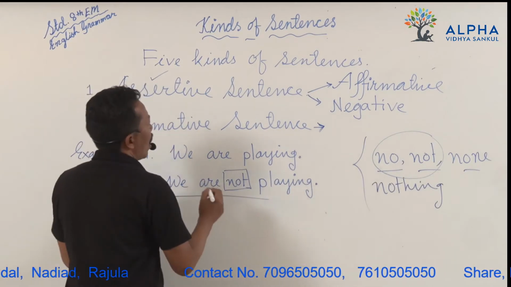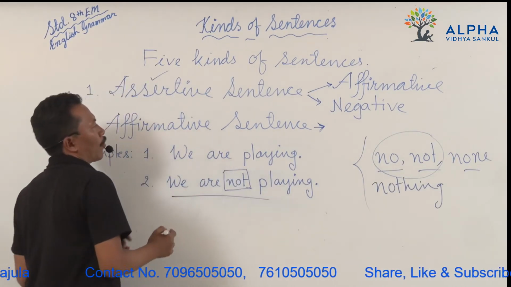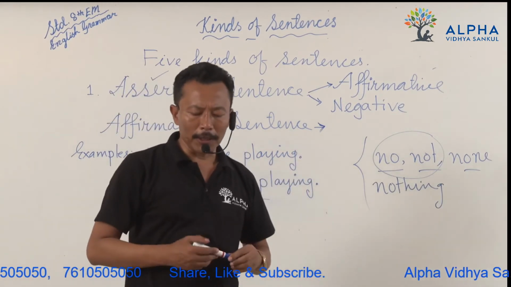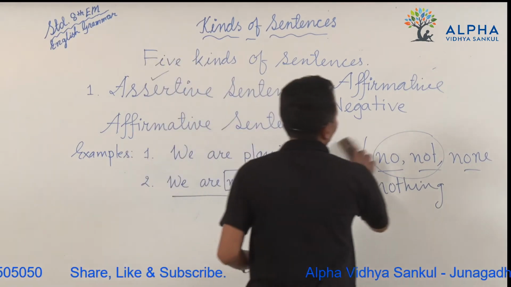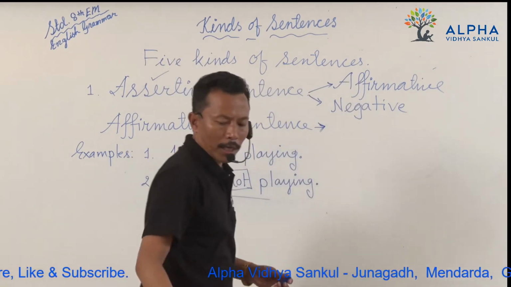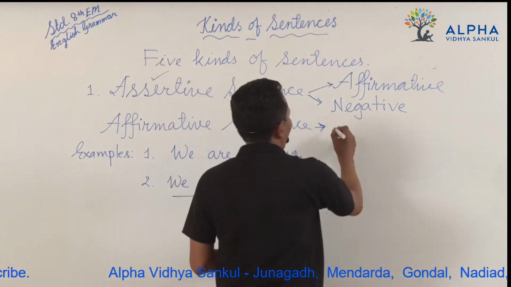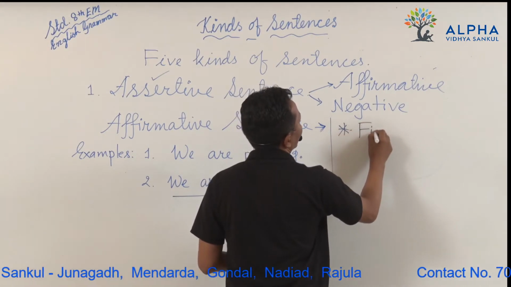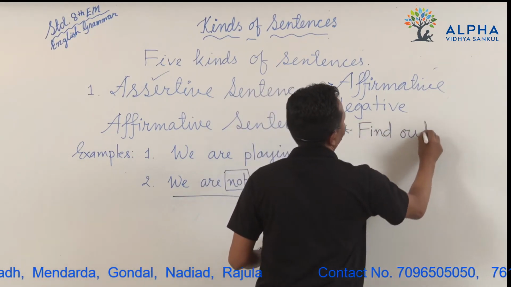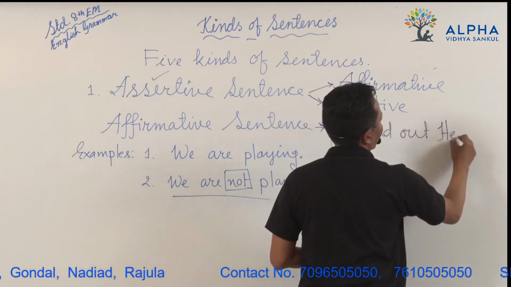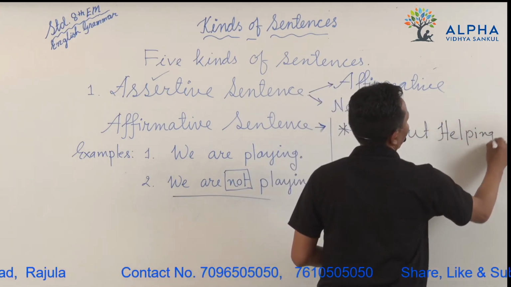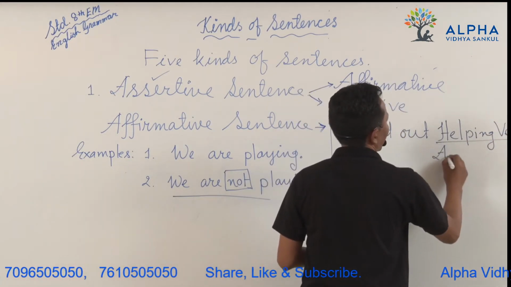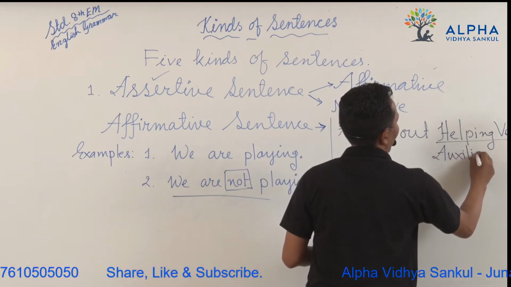So how can we make a negative sentence from an affirmative sentence? This is very simple. How to form? First we have to find out the helping verb. What is a helping verb? The auxiliary verbs.